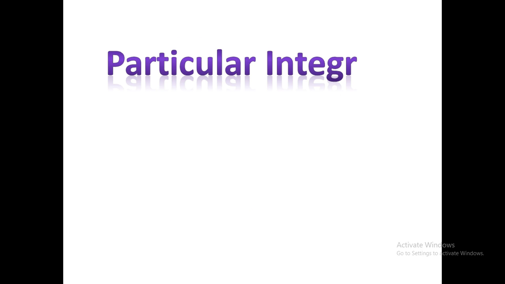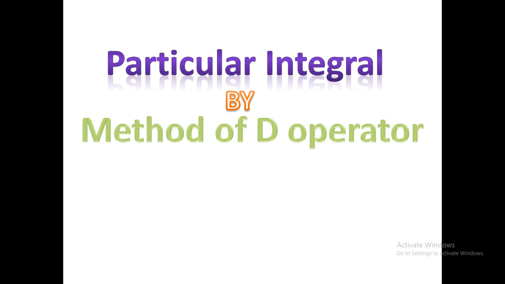Now I discuss the method of D operator. Using it we can find the particular integral of a linear differential equation with constant coefficient. This is part 2. Part 1 is discussed in my channel, and the link of that video is given in the description box. Please see this video. Now here I discuss the method of D operator. Here I use some rules. There are 5 rules for finding the particular integral of a linear differential equation with constant coefficient. Here I give different types of examples.